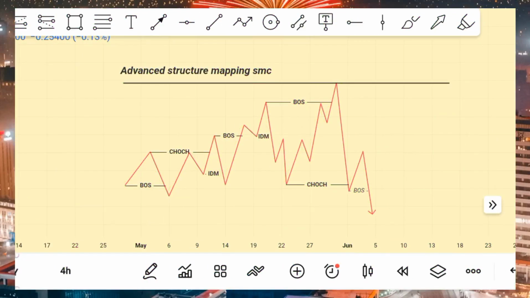Mapping. So this video is a continuation from the previous video about beginners mapping. It's about the beginners mapping. So let's start again. On advanced structure mapping, what do we see here?